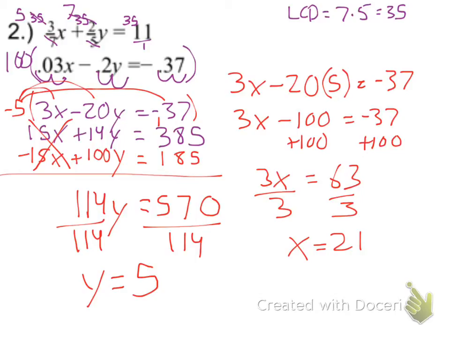The final answer, though, is, I got x, I got y. We're talking about a system. A solution to the system is a coordinate or a point. And that coordinate or point would be (21, 5). How do I know if I got that right? You can plug it back in. You could plug it back into the original two, and it will work in both.